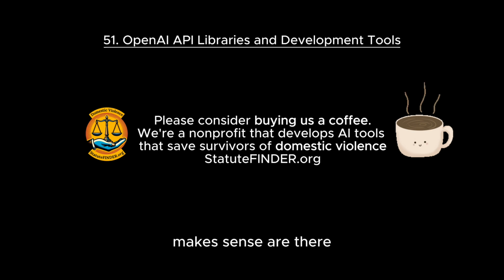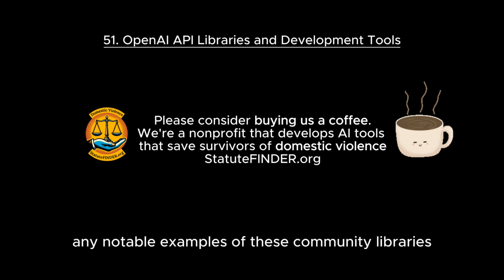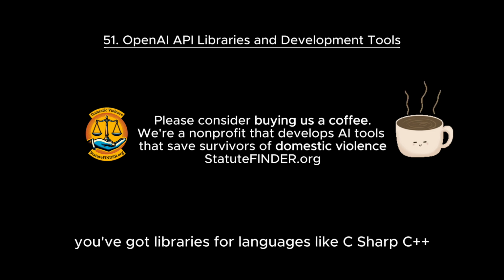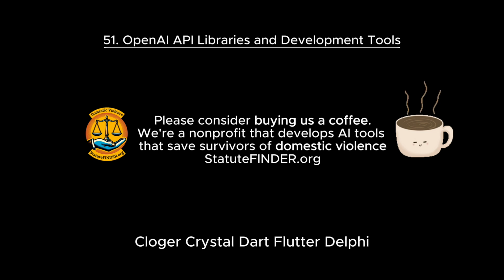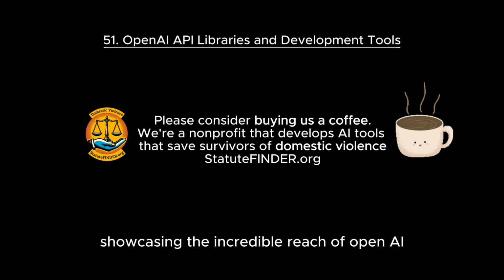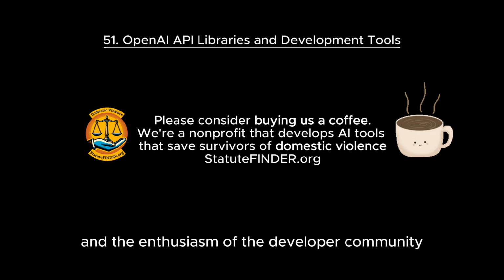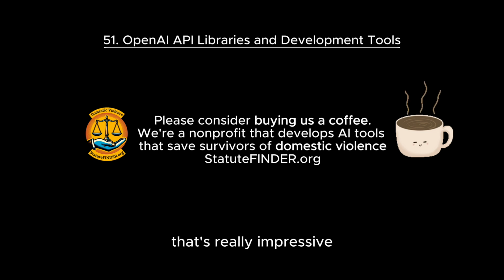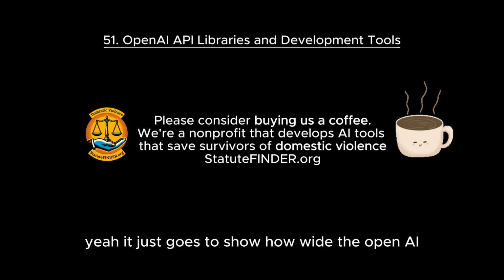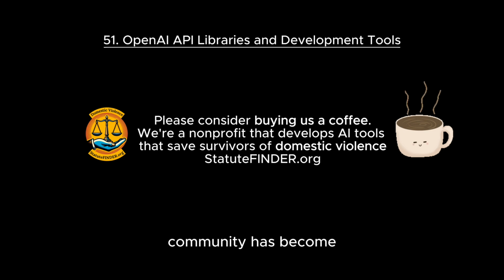Makes sense. Are there any notable examples of these community libraries, any that stand out in terms of popularity or functionality? Absolutely. You've got libraries for languages like C#, C++, plus Clojure, Crystal, Dart, Flutter, Delphi. There's a massive and diverse ecosystem out there showcasing the incredible reach of OpenAI and the enthusiasm of the developer community. That's really impressive. Clojure and Delphi aren't exactly mainstream languages. Yeah. It just goes to show how wide the OpenAI community has become.